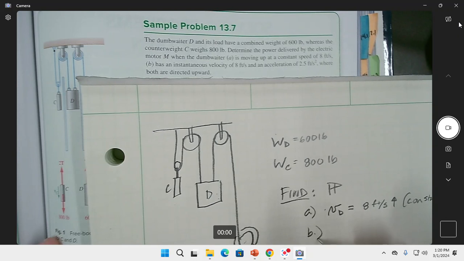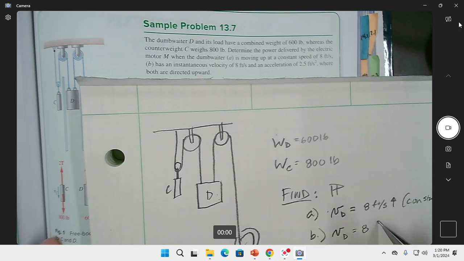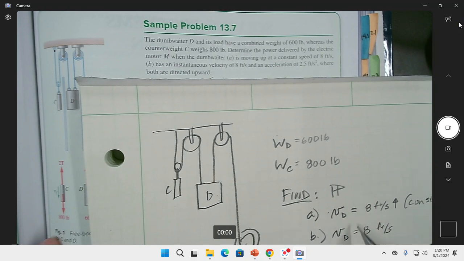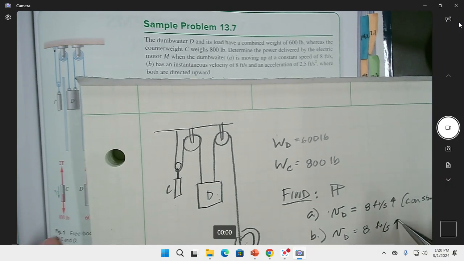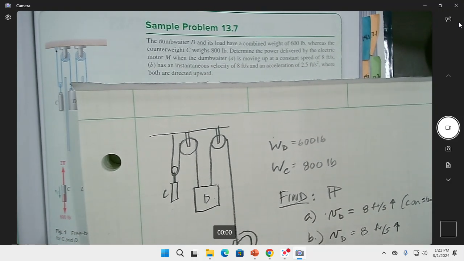The instantaneous velocity is 8 feet per second. So it must be still going upwards, and an acceleration where both are going. Okay. And A_D is equal to 2.5 feet per second squared. Okay.